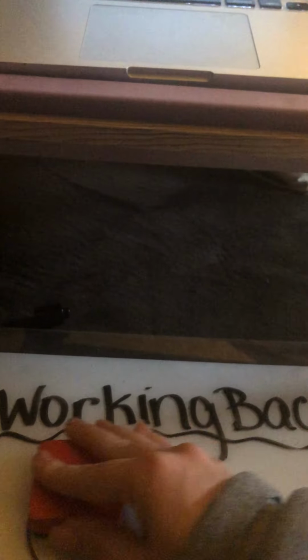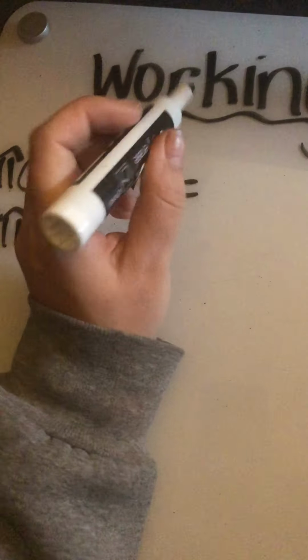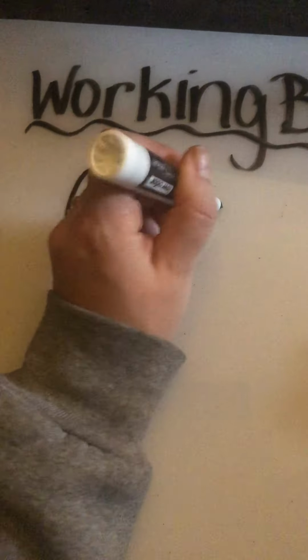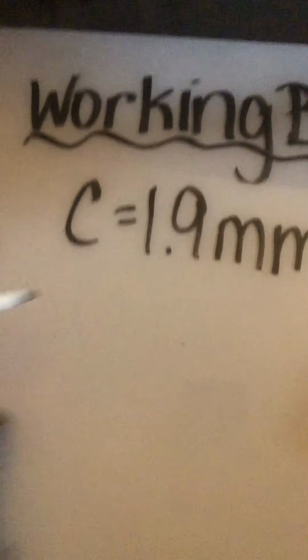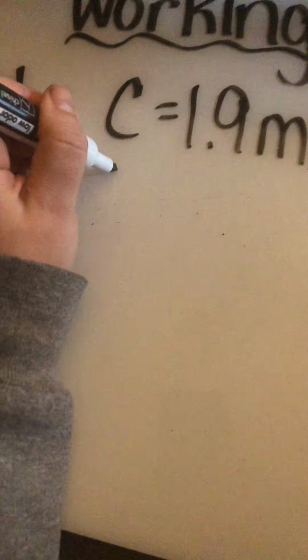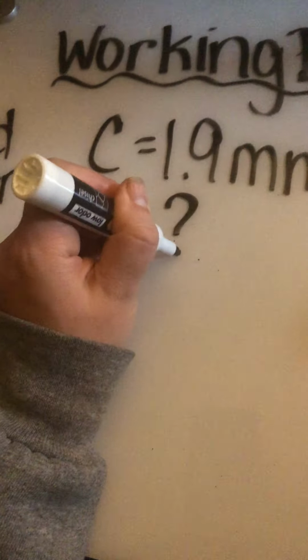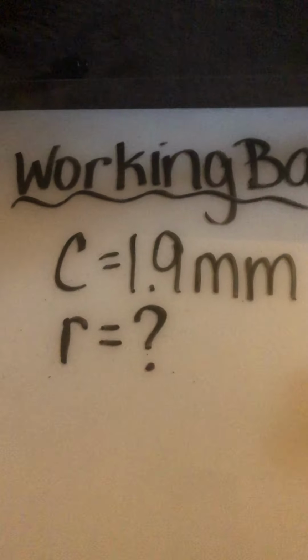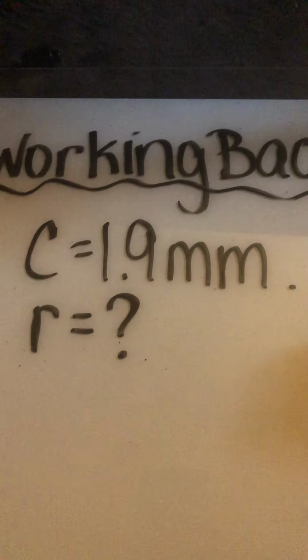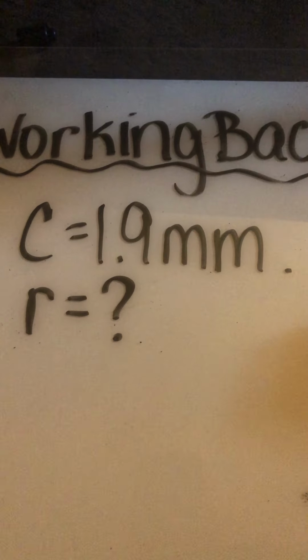Let's see. All right, so in this one, they're giving us that the circumference this time is equal to 1.9 millimeters. Okay, and they want us to find the radius this time. So we could do exactly what we just did in the last example.